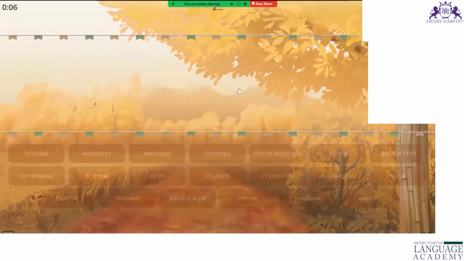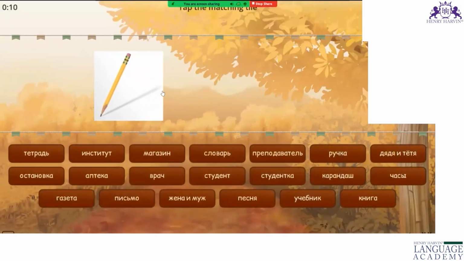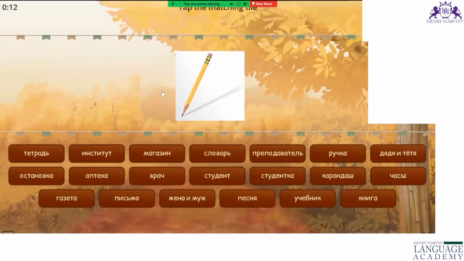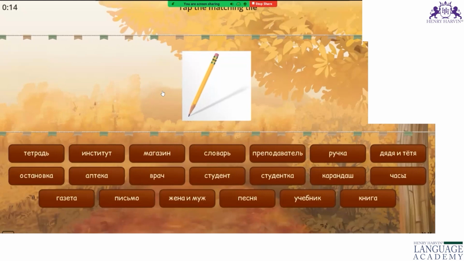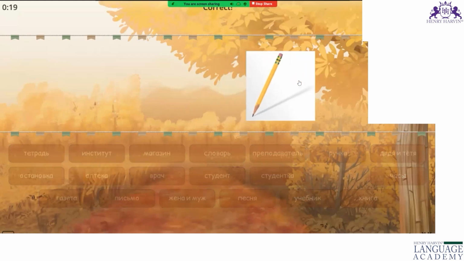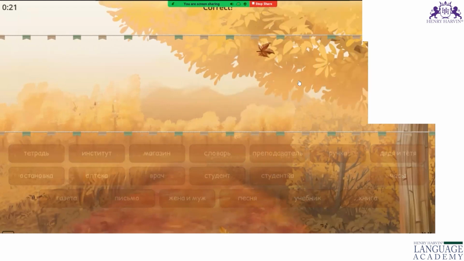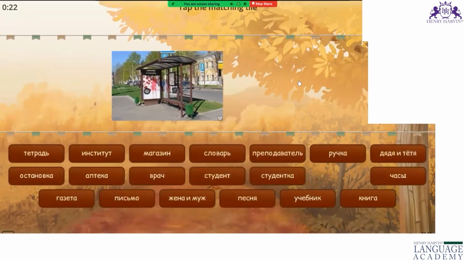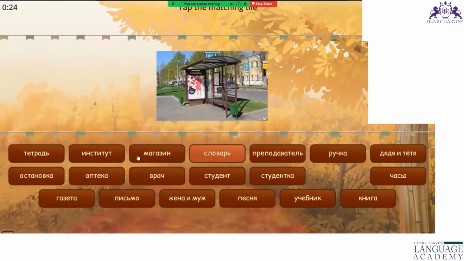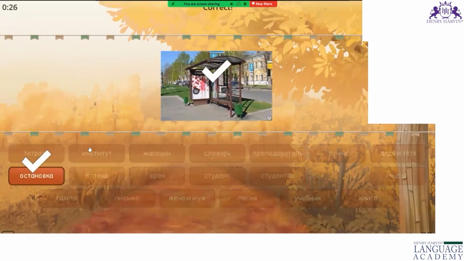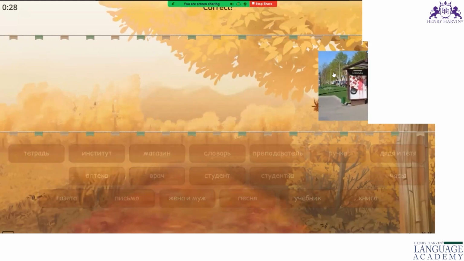So let's see the word, and you tell me what it is. Okay. Так, пожалуйста. Try not to look at the notes now by yourself. Это карандаш, карандаш. Остановка, да, это остановка для автобуса.